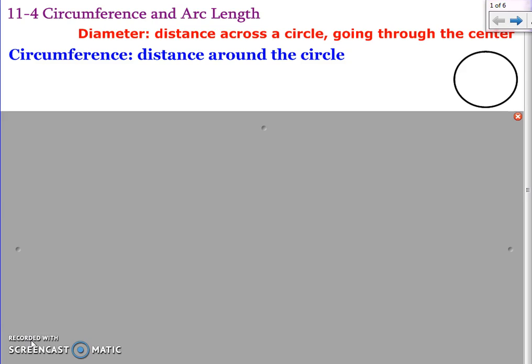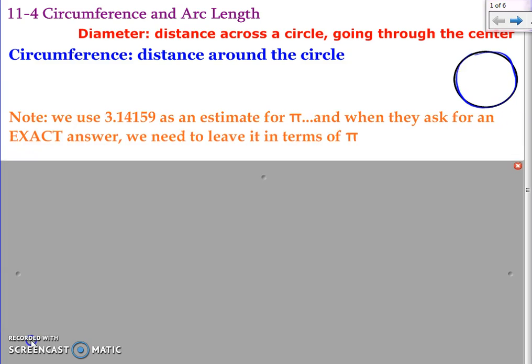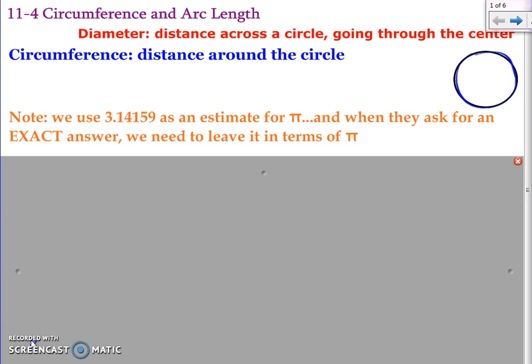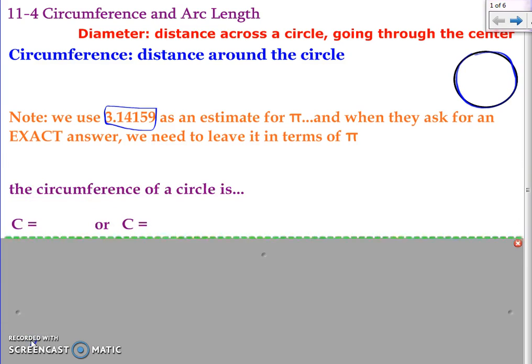Diameter is simply the distance all the way across the circle going through the center. Circumference is the distance around the circle. So it's actually the length of this curve that goes all the way around. And if you don't have a pi button on your calculator, which all of you should, you need to go all the way out to 9. And if they say leave it in terms of pi, you simply leave pi on the answer and you don't have to multiply that part out.